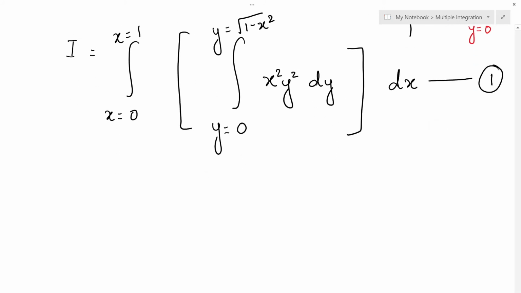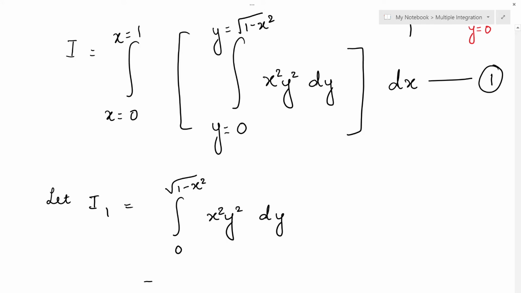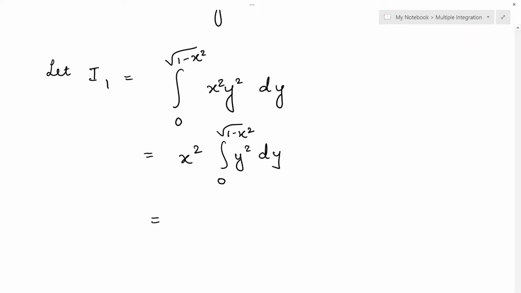As we did in the earlier lecture, let me name it as equation 1. Now we will consider the first integral, the integral in the bracket, as I1. So let I1 be equal to integration 0 to under root 1 minus x square, y square dy. Right? Now x square is a constant anyway. We are integrating with respect to y, so that will come outside the integration.